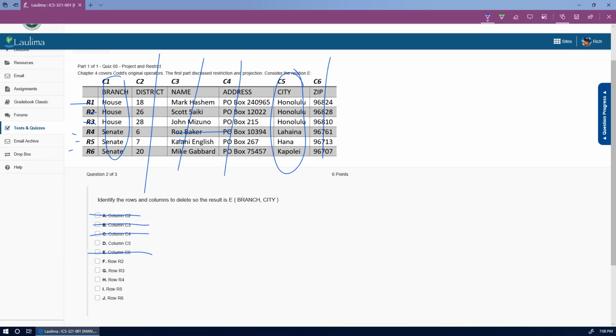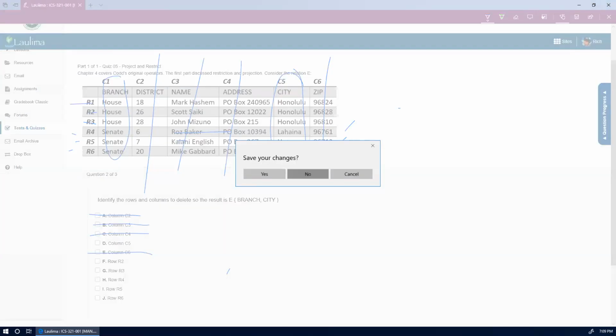And then we've got to delete some rows, so we end up with just 4. So we end up with just House Honolulu, Senate Lahaina, Senate Hana, and Senate Kapolei. All right, so you can do that one. What's next?